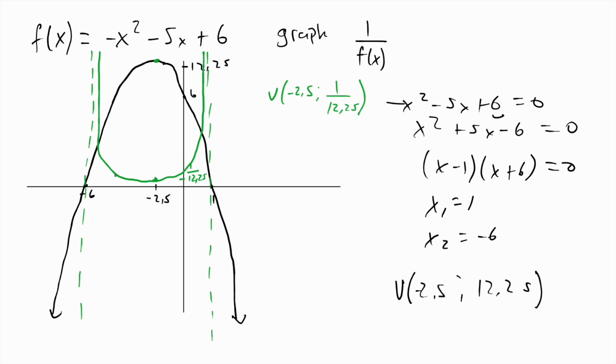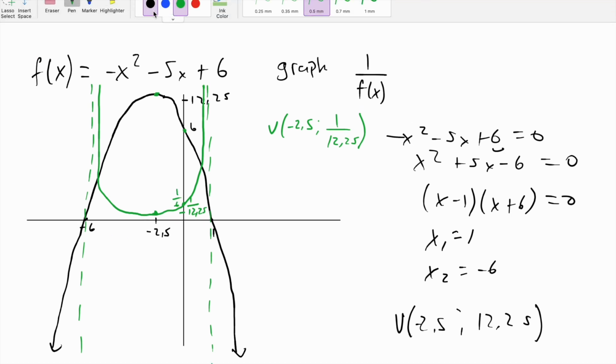So we see that the graph flipped. The y-coordinate of its vertex also became its reciprocal. We also know that our y-intercept is going to become its reciprocal. I forgot to mention this, but right over here, as you see this intercept, it's going to be 1 over 6. And our horizontal asymptote is again 0.